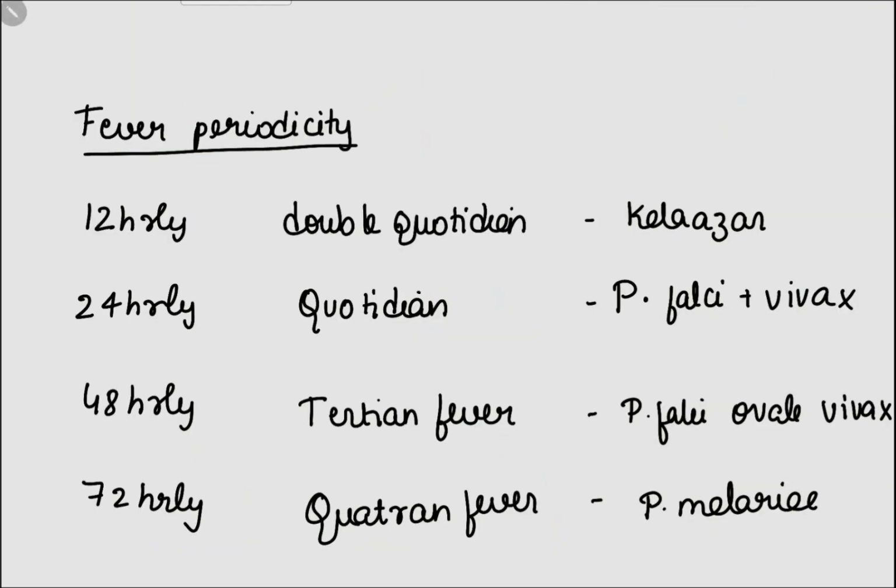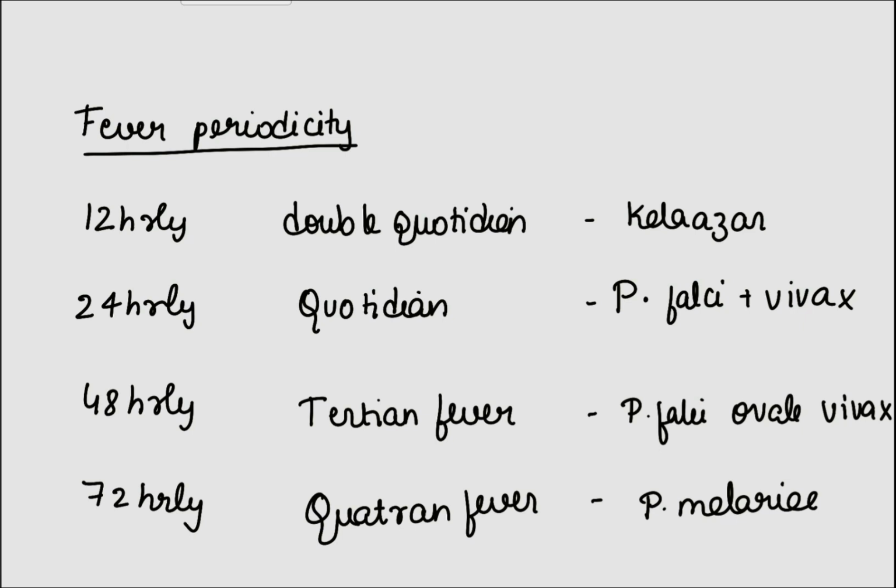And coming to the last part in the temperature examination, we look at fever periodicity, that is 12 hourly, 24 hourly, 48 hourly, 72 hourly. So if it comes 12 hourly and there is a gap of 12 hours, it's called double quotidian. It's seen in Kala-Azar. If it's 24 hourly, it's called quotidian. It's seen in Plasmodium falciparum and Plasmodium vivax.